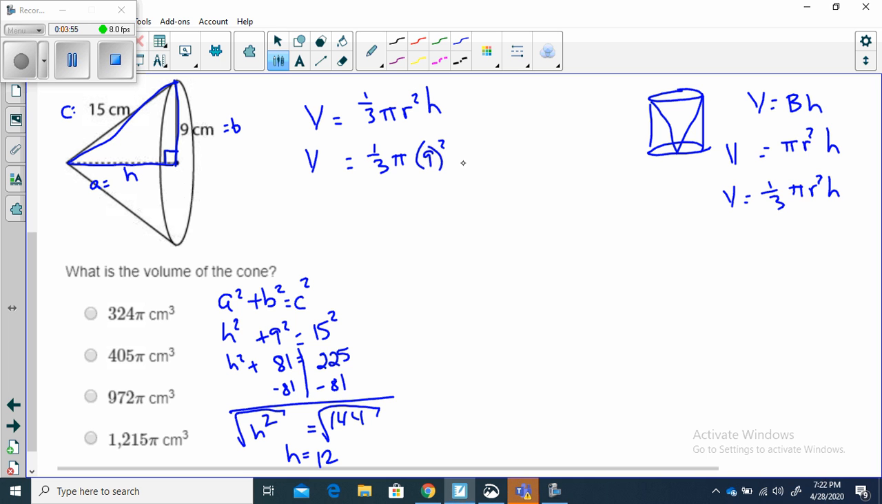We've got to plug it in for this h where we were looking for it. 12. Now we use our calculator and we get our answer. Remember, we're not going to use the pi because pi is in the answer. I'm going to do 1/3 of 9 squared, which is 81, times 12. And that would give me 324 times pi. 324 times pi. That's the exact answer because I didn't multiply by an approximation of pi. There's my answer, 324 pi. That's the volume.